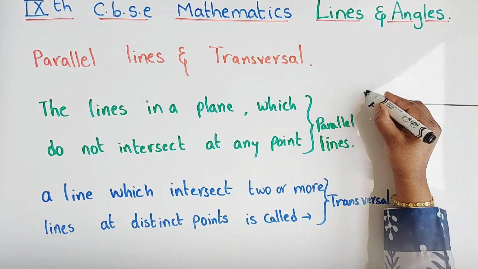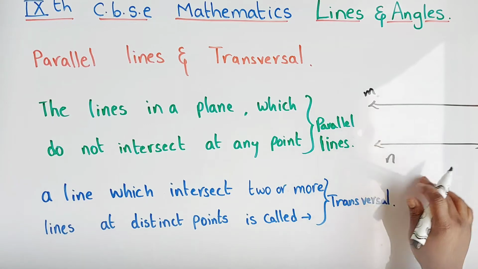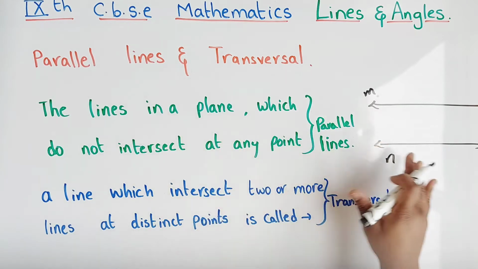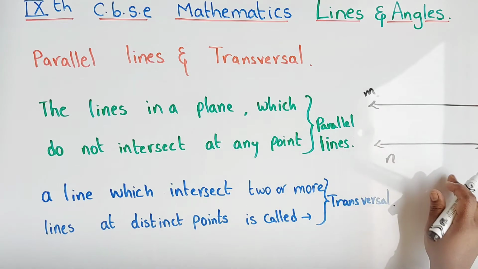Take the example, this line M and this line N. These are parallel lines which do not intersect. If you extend this side and this side also, they will not intersect. So these lines are called parallel lines.